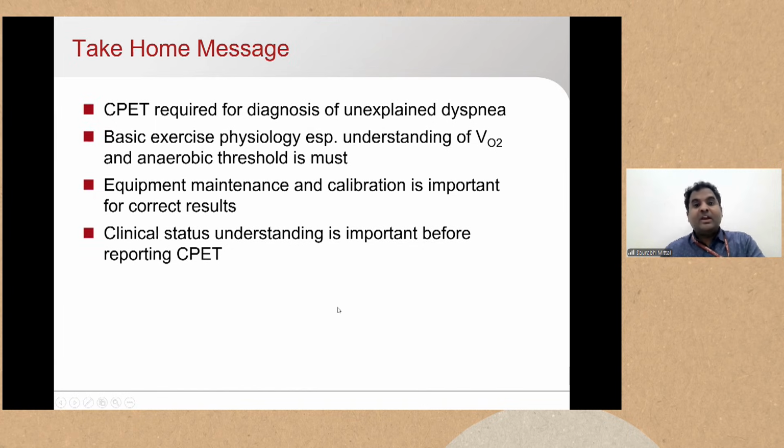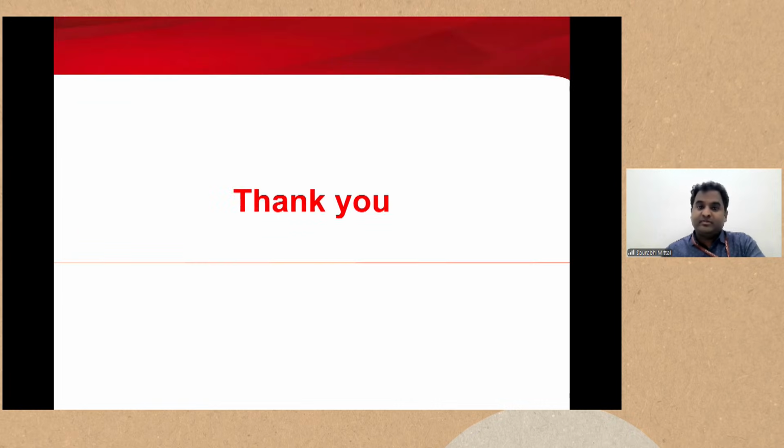And the last and most important point is that the report has to always be interpreted in the correct clinical setting. That means what was the indication, what does the patient have, because similar looking reports may come from different kinds of patients. So you should know why this test was done and what the patient status is, and only then interpret it accordingly. So that's all from my side. Thank you.